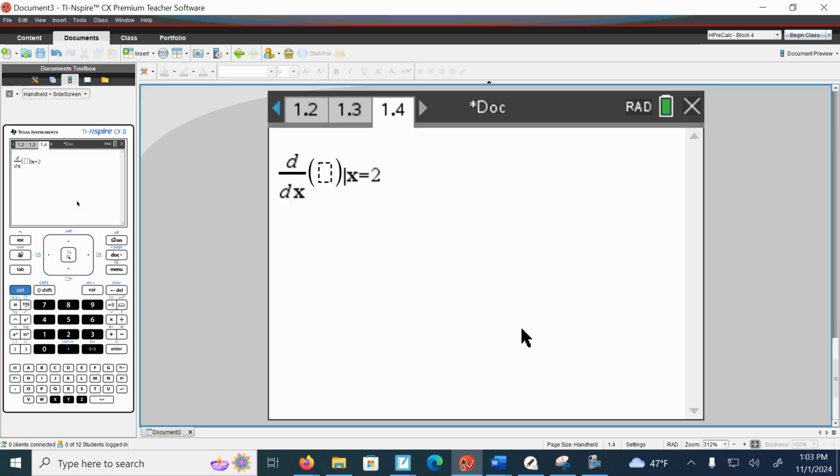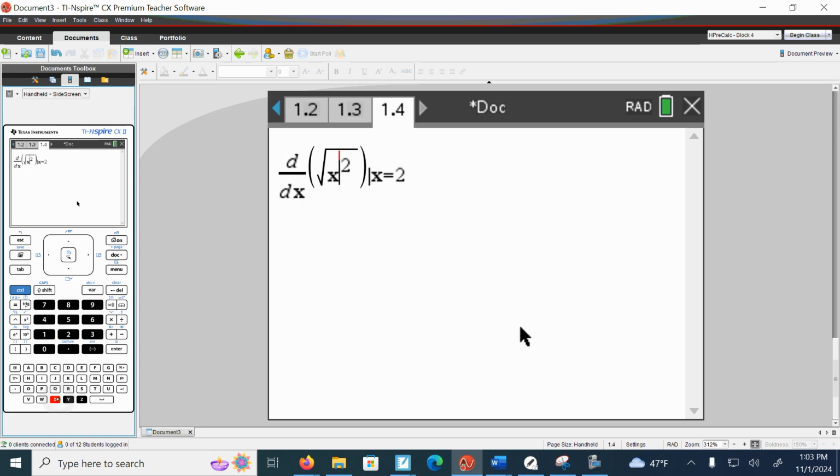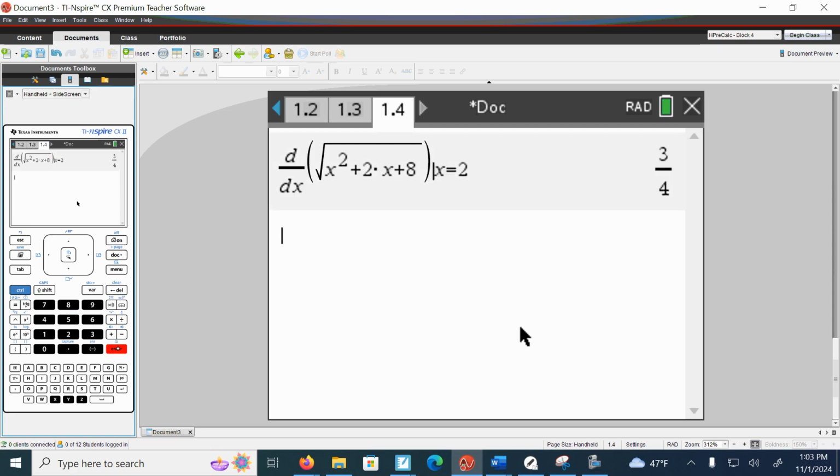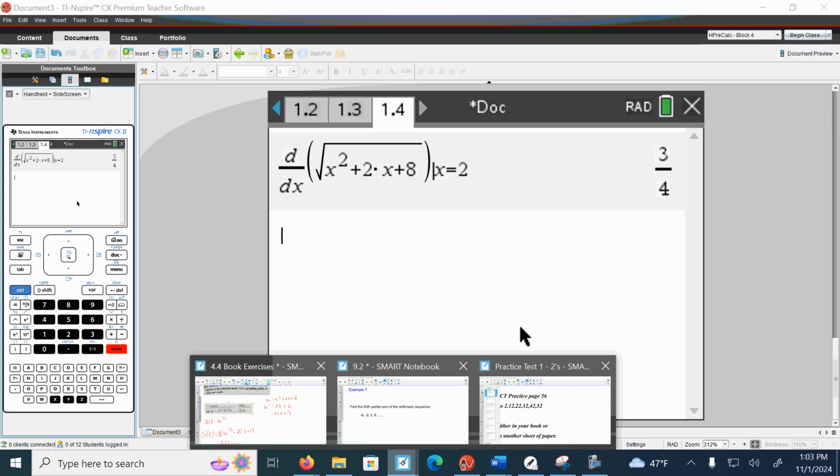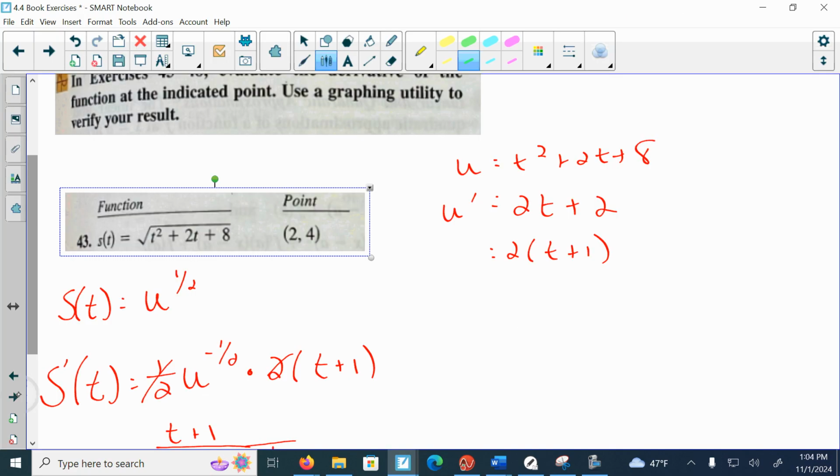It gives me this. It says d of x. That stands for derivative. I am going to put in the formula, which was, again, it was t. I'm switching it to x squared, and then I'm going to have plus 2x plus 8. And I want to find the derivative at 2. Double check that says 2. And we get 3/4. So that's a quick way to check and make sure you got your answer correct. All right, moving on to the next one.